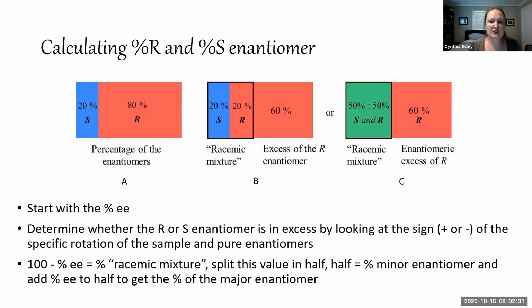So the calculation is, right, take 100, subtract the percent EE, take the value that you get, split it 50-50, give 50% of that to the S enantiomer, 50% of that to the R enantiomer. Whichever one is in excess, add the percent EE to its 50% to get the total amount of that enantiomer in solution, and then the remaining is the minor enantiomer.